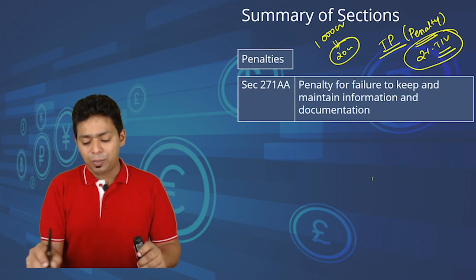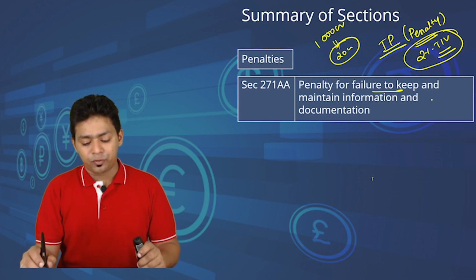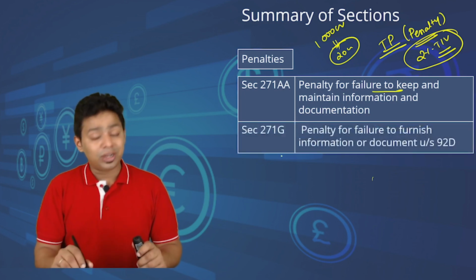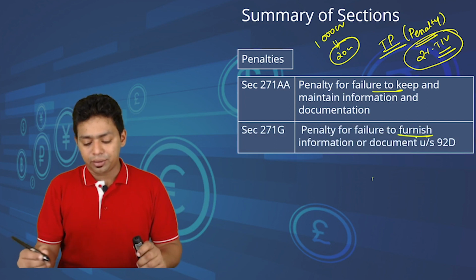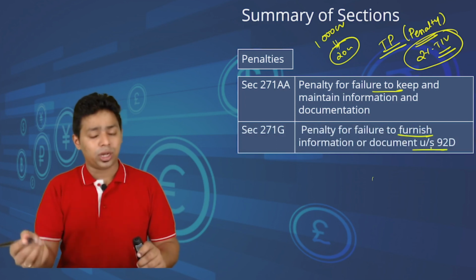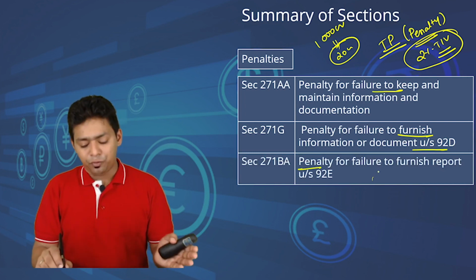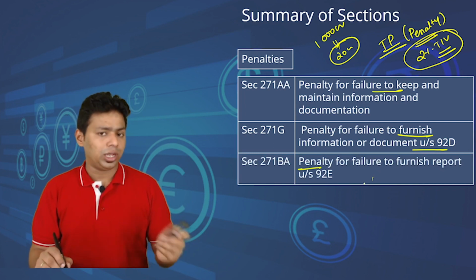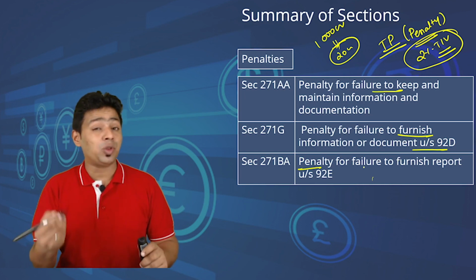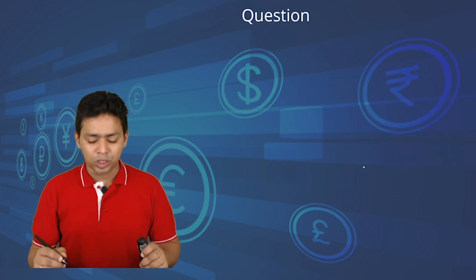Section 271AA: penalty for failure to keep and maintain information and documentation. 271G: penalty for failure in furnishing the document to the government. 271BA: penalty for failure in furnishing the report, that is the CA report under 92E. This is one of the lowest penalties that you can see in transfer pricing.